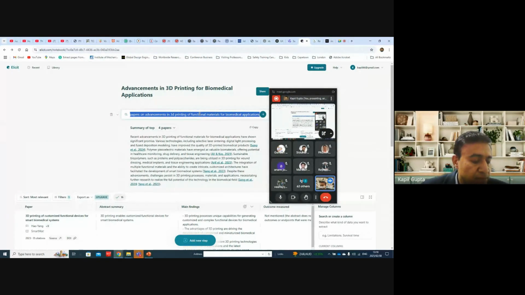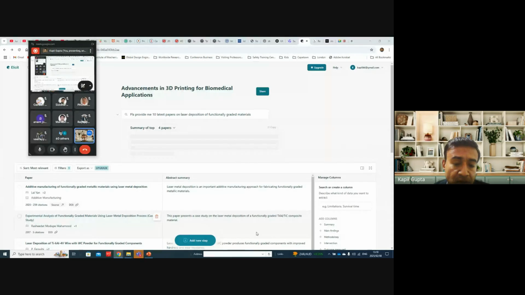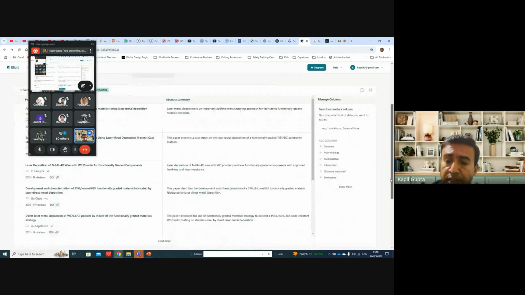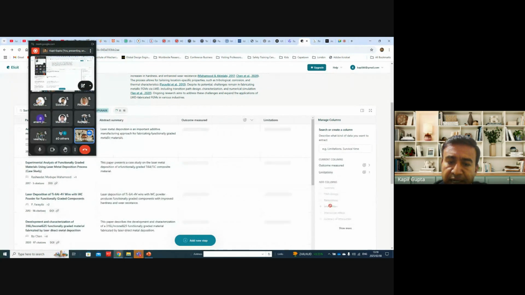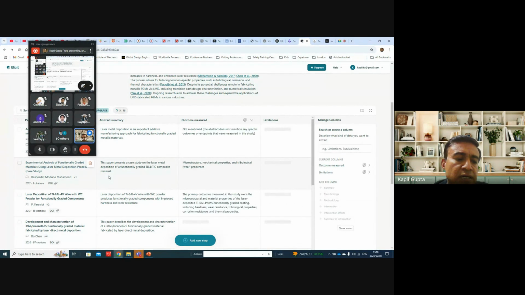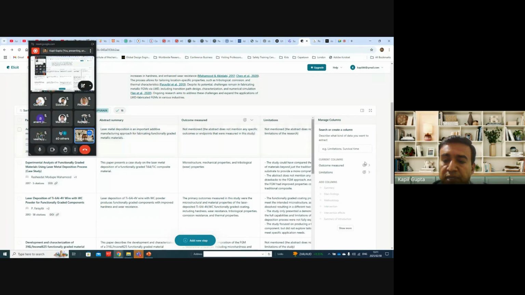Please provide 10 recent papers on laser material deposition of functionally graded metallic materials. So let's see. And there are lots of other tools which I haven't included, so you can also exploit the potential of those tools. You get an abstract summary based on outcome measures, and the limitations highlighted in the paper. You can choose: okay, this paper is of your use, let's go with this paper, or let's copy this and further elaborate on it after reading the paper.